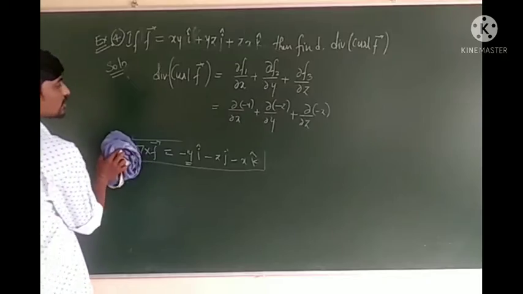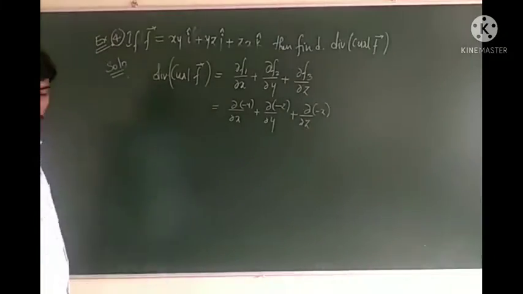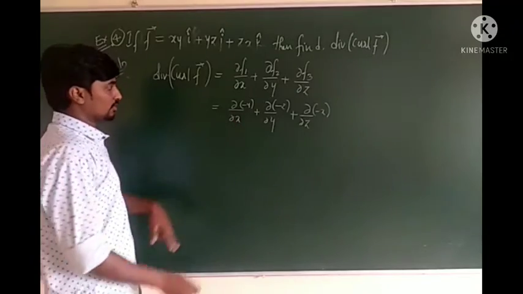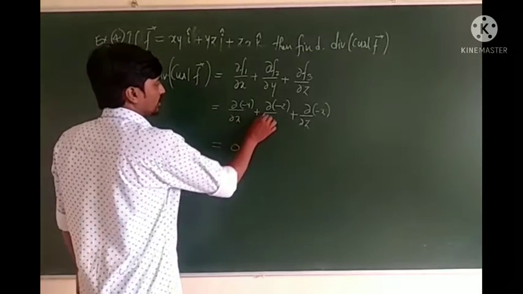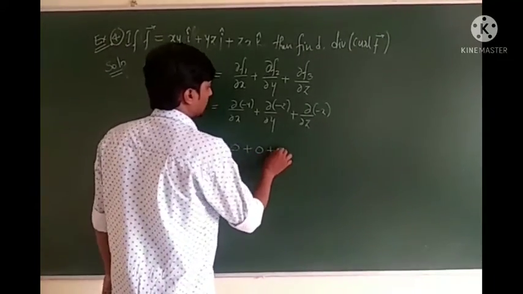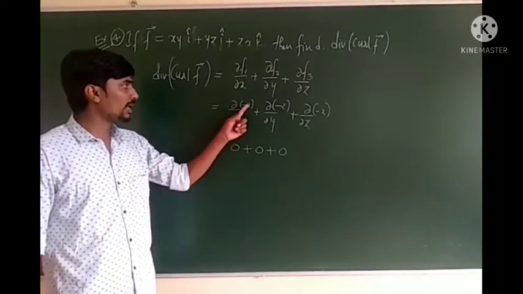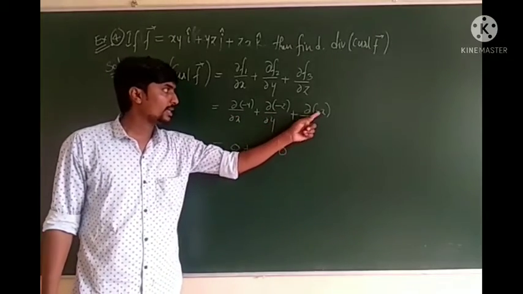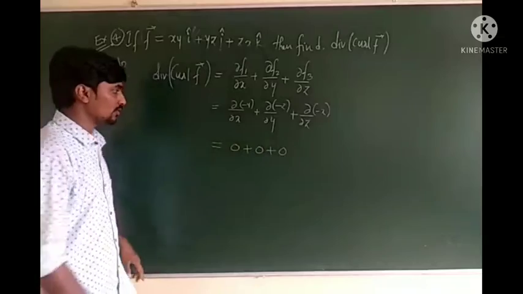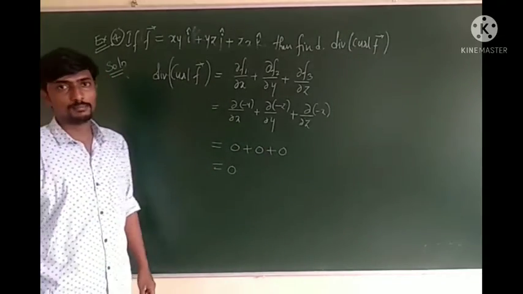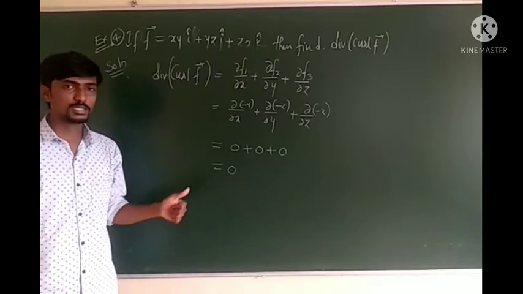So after differentiation of the above equation, here we have y, here we have x, so therefore this is 0 plus 0, because differentiation of y with respect to x is 0, z with respect to y is 0, x with respect to z is 0. So the total answer should be 0. I hope you understood the example. Okay, so now write out this answer.